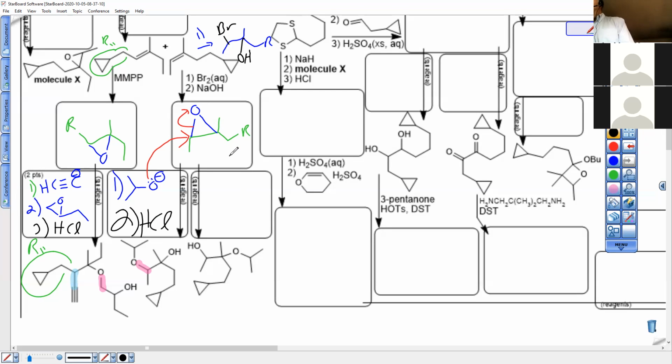Okay, now how do you get the O to attack the more hindered carbon? Well, this is the one where cations are involved. How do you generate a cation? You protonate the O first with a strong acid such as sulfuric acid. That will protonate the epoxide. Now, if you do it in the solvent isopropanol, then that's your nucleophile. It's weak, but you have an activated epoxide. So weak nucleophile is okay.